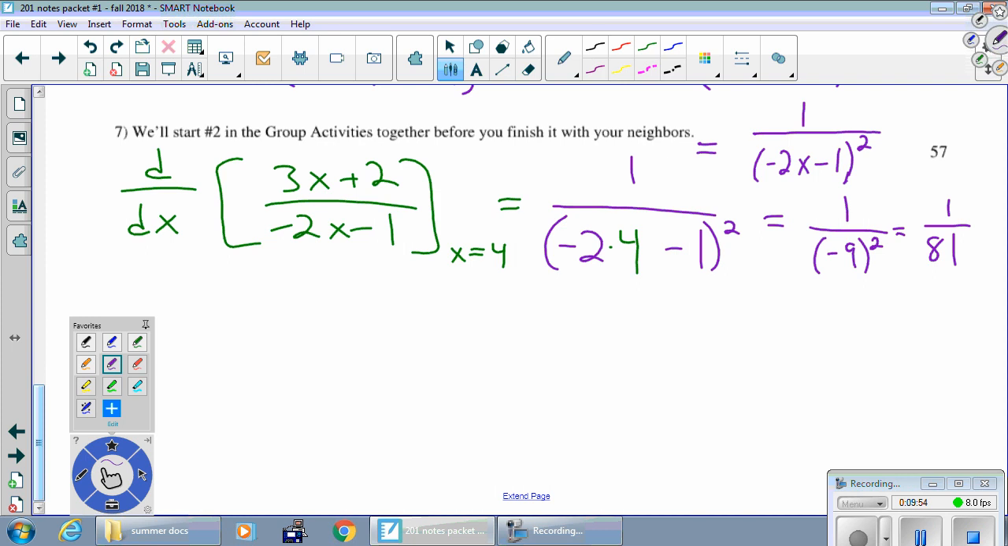And that's it. So here in the demo, we are going to actually start number 2 from the group activities. And actually, let's scratch that. I'll put all of number 2 in the group activities video separate from this one.